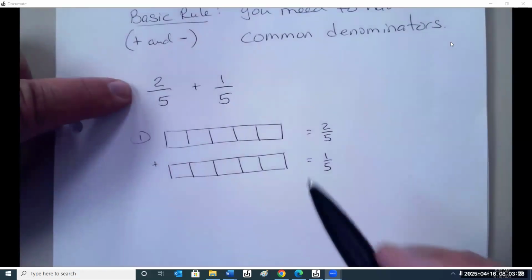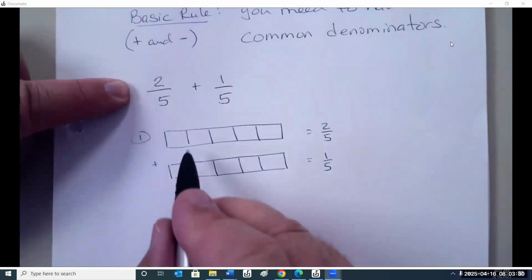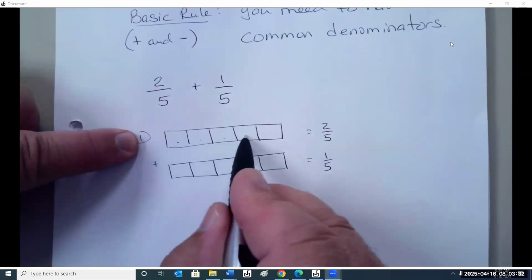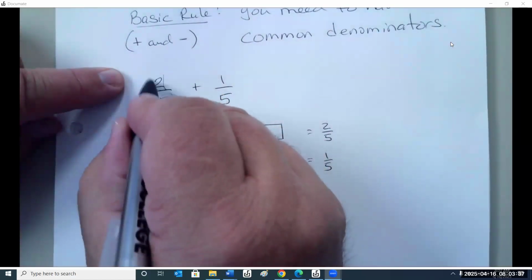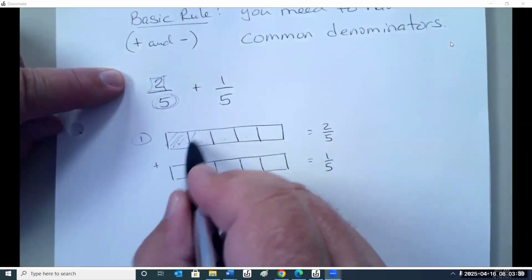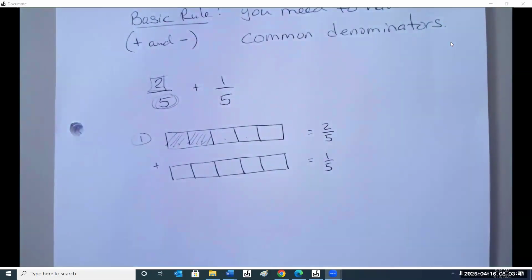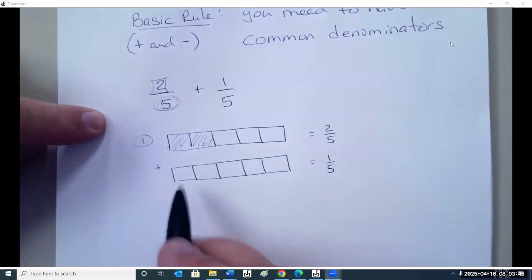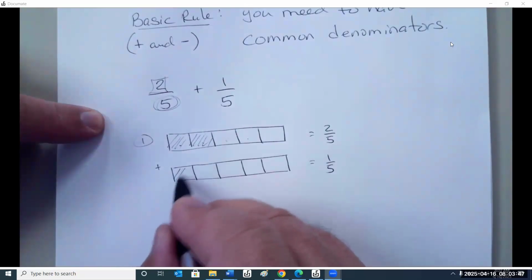All right, so first off, we have to represent what is 2/5. Well, we have 5 boxes because that's what the bottom number tells us. And we shade 2 of those boxes. Then the other one is 1/5. We have 5 boxes. We shade 1 of the boxes.